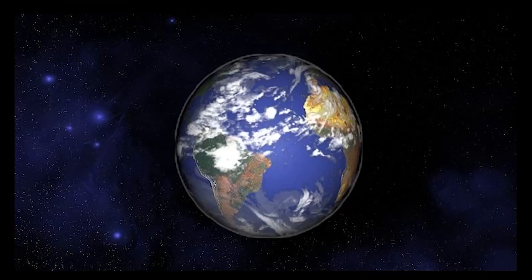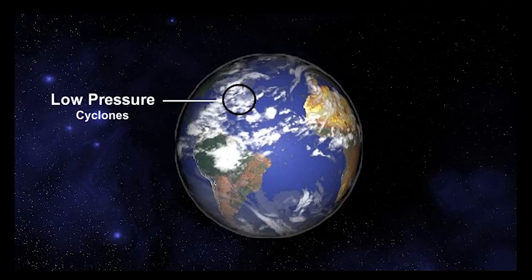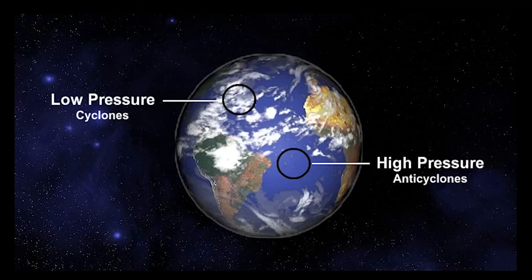The types of pressure systems we find across the Earth are principally depressions, low pressure or cyclones, and their counterpart, anticyclones or high pressure. There are features called cols we shall also look at later.